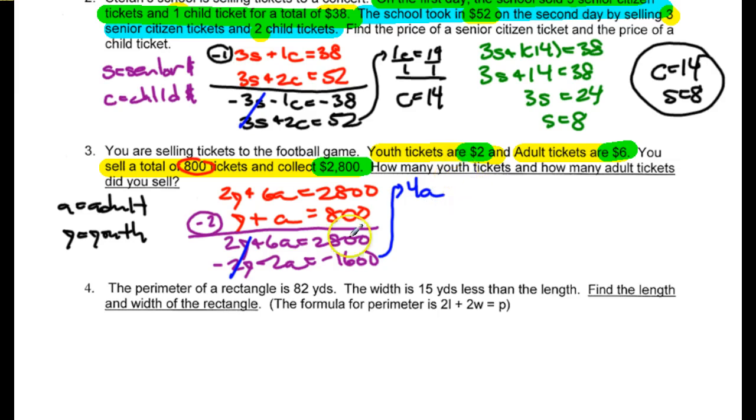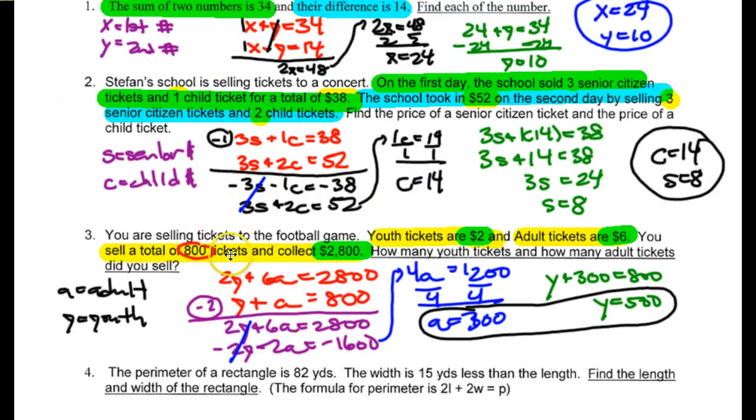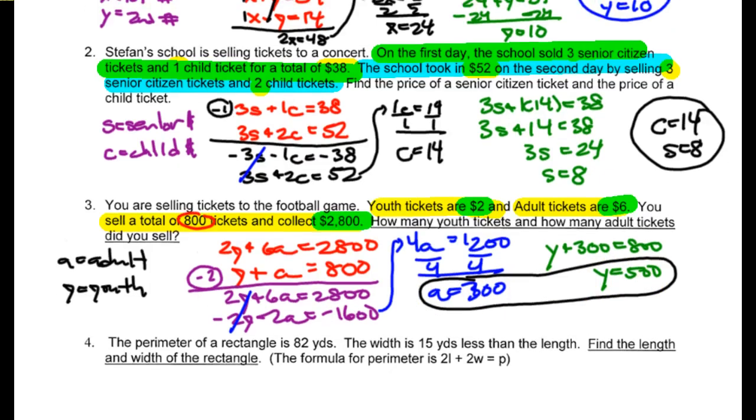So pause it, finish it, and let's compare the answers here. Alright, and so the answers for number 3, adult tickets, there were 300 adult tickets. Youth tickets were 500 tickets. And here's the work. Okay?